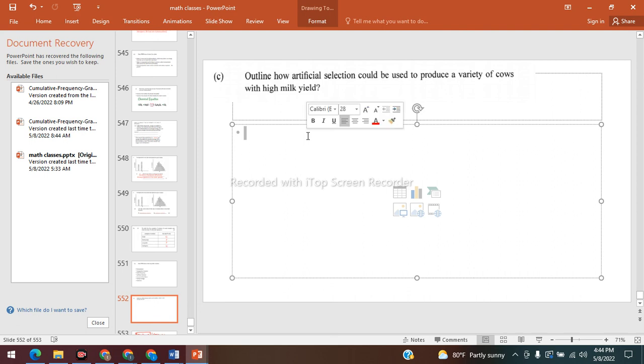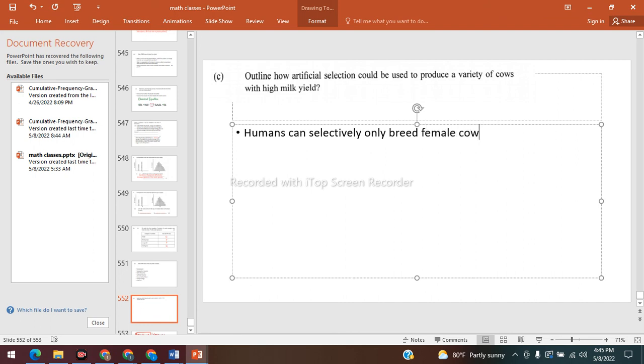Outline how artificial selection could be used to produce a variety of cows with high milk yield. They could pull a gene from another cow that has the high milk yield, something like that. Breed the cows that only yield high milk. Yeah, that makes sense. Did I say it right? Humans can selectively only breed females. Wait, so we can't pull a gene like how we could pull genes for animals?